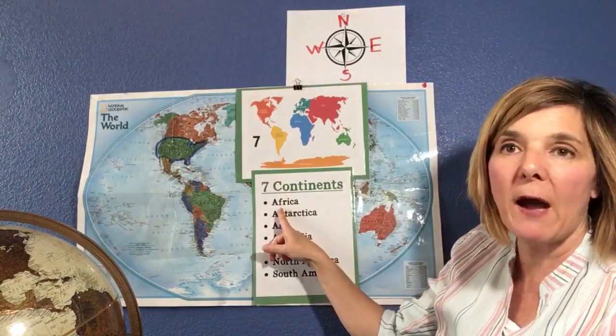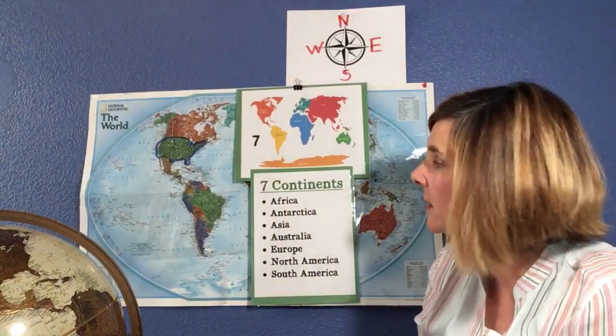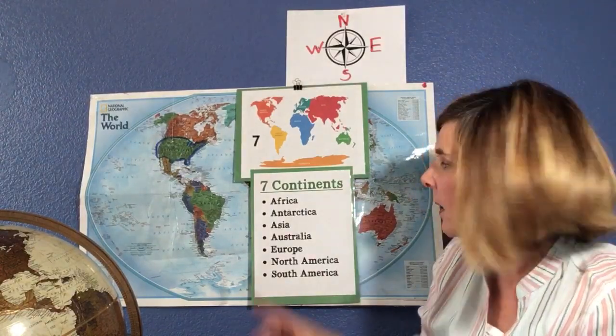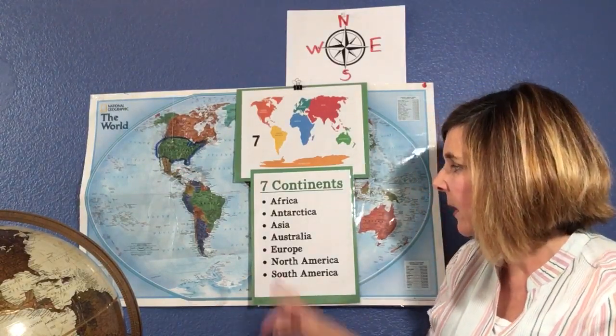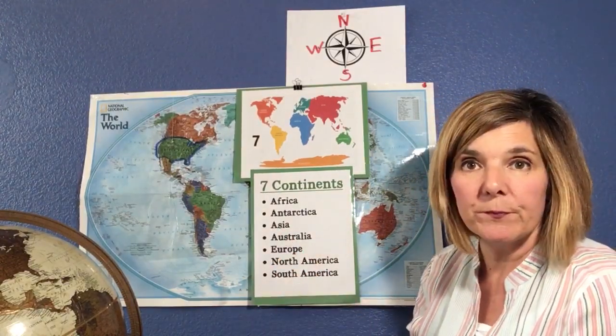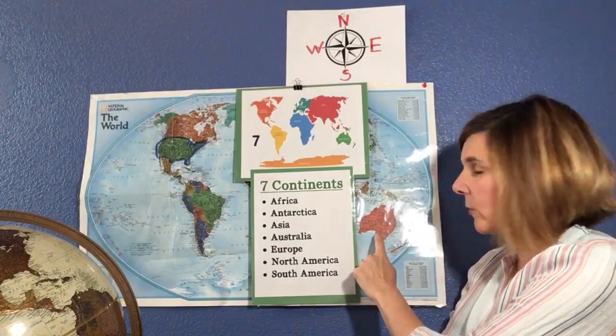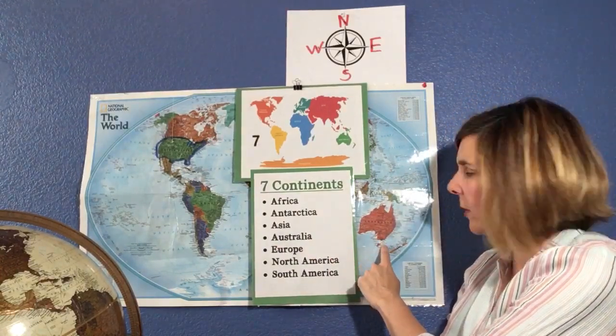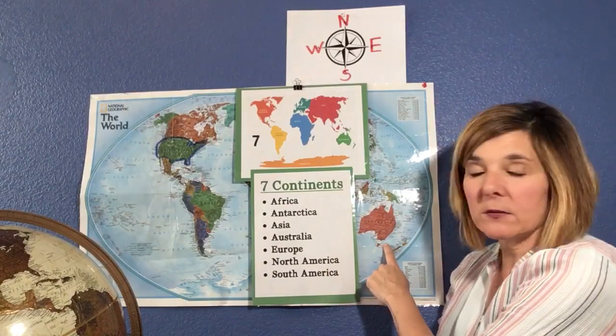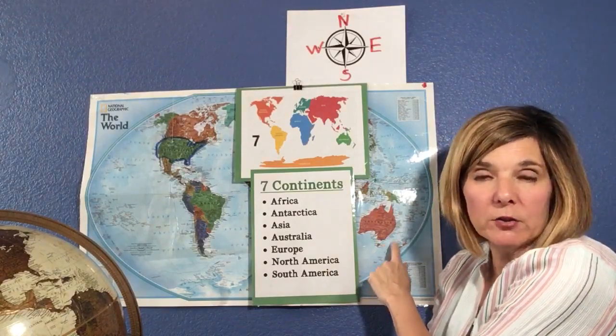The first one is Africa. Africa is somewhere on this map. Antarctica, well, we talked about that already. Remember, it's south. It's down here at the bottom. Asia. When you think of China, China is in Asia. Australia, and I happen to have Australia right here on the map. Australia is unique because it's also an island surrounded by water.